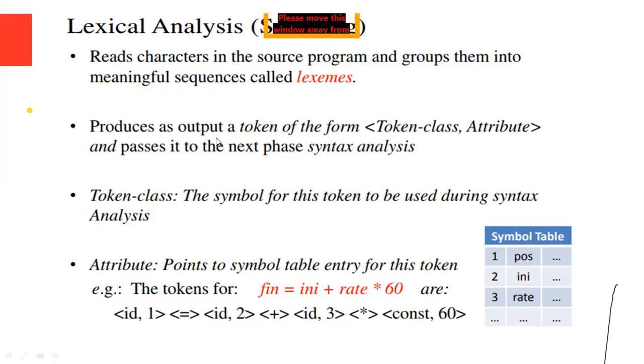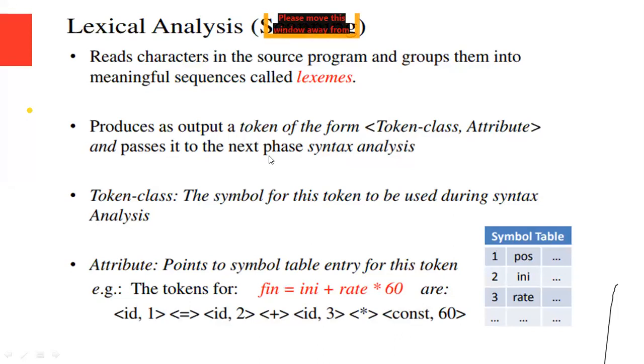So it produces as output a token of the form token class comma attribute name. This is the output, and the input to the syntax analysis. Given a group of characters, we divide it into the form of token class and attribute, and pass it to the next phase.